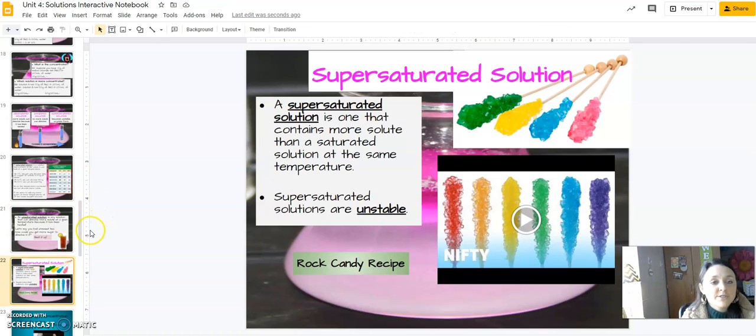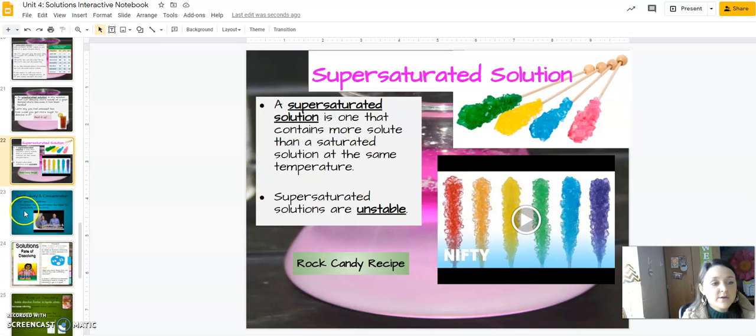And then we have supersaturated solutions. Supersaturated solutions, remember, is where we have too much stuff in there and it forms a crystal. So watch this video really quick on how to make supersaturated solutions.